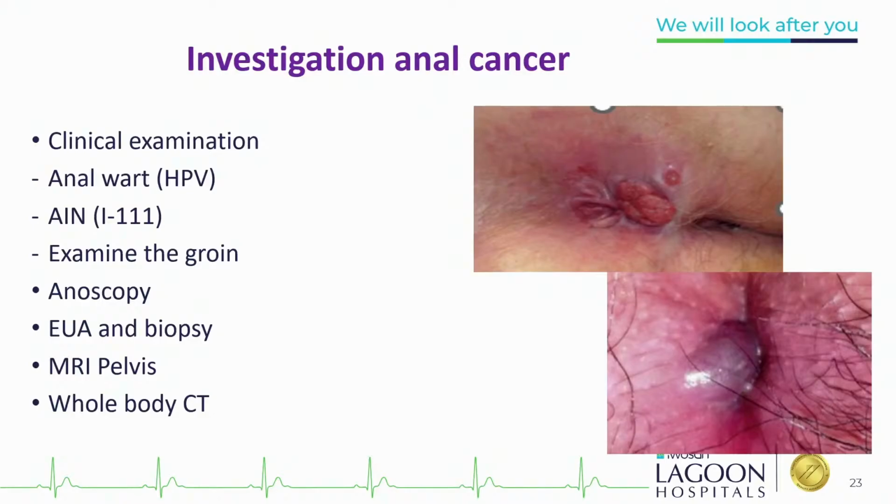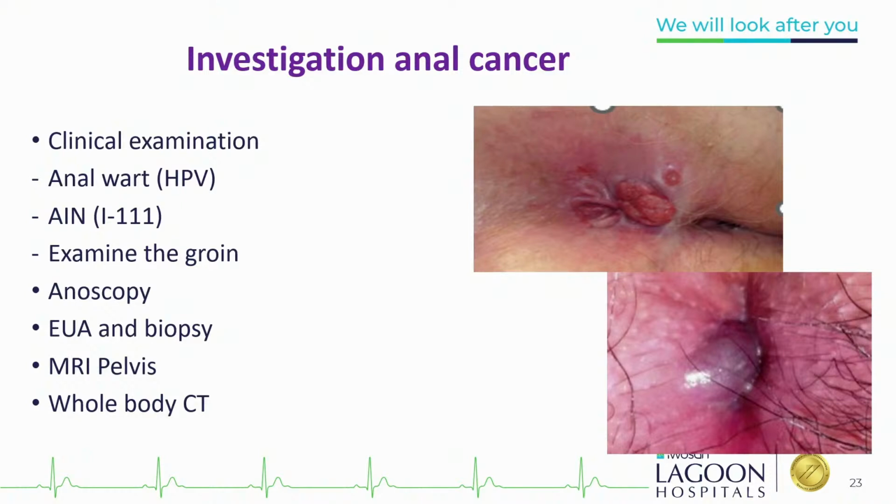So again, anal warts are very common in our society. You can classify them as AIN 1 to 3, anal intraepithelial neoplasia. When you get to stage 3, the likelihood of becoming cancerous is high. So examine the groin, because once I see a node in the groin, it means that it has spread. Because anal cancer will spread to the groin.